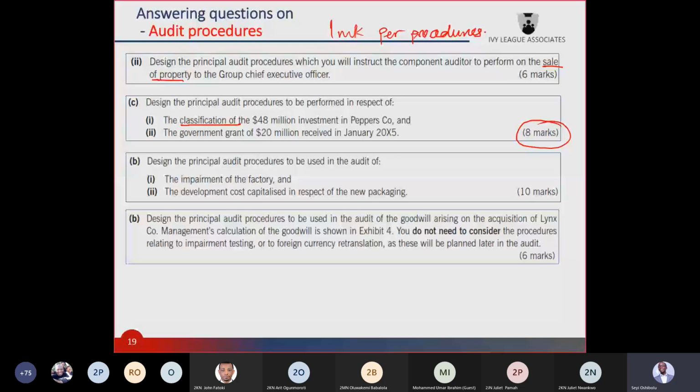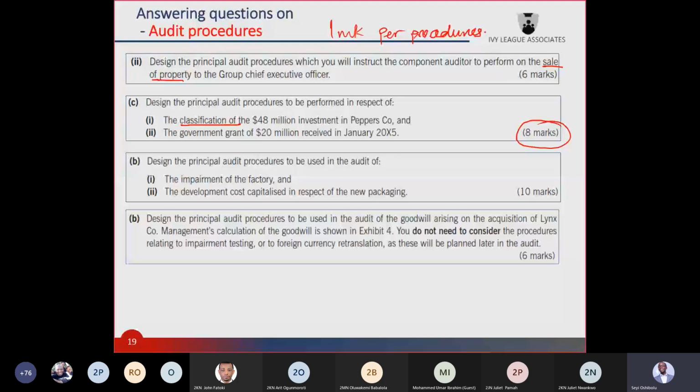I'm not interested in you auditing presentation. I'm not interested in you auditing existence. Tell me, has it been properly classified? Should it be joint arrangement, subsidiary, associate, or whatever? But if you look at C2, it just says government grant received, meaning every procedure you consider necessary, you can reflect on that.